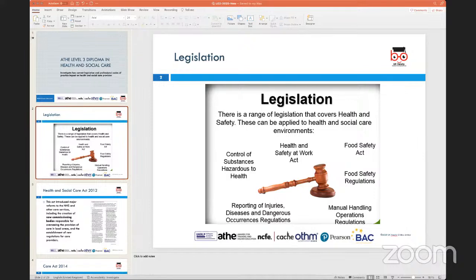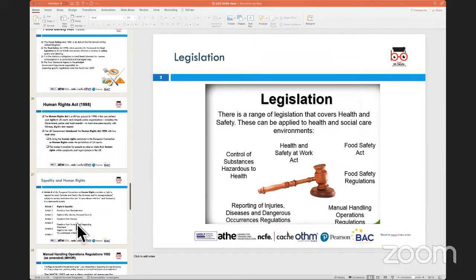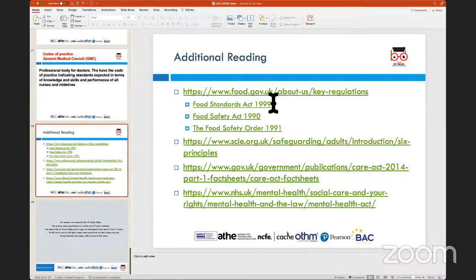All right. One thing we will do in today's session is look at some additional reading. Towards the end, I've created some links here which, apart from the handouts I provided, will give you details of some of the acts associated with legislation, their important parts, and their applicability to the health and social care sector.